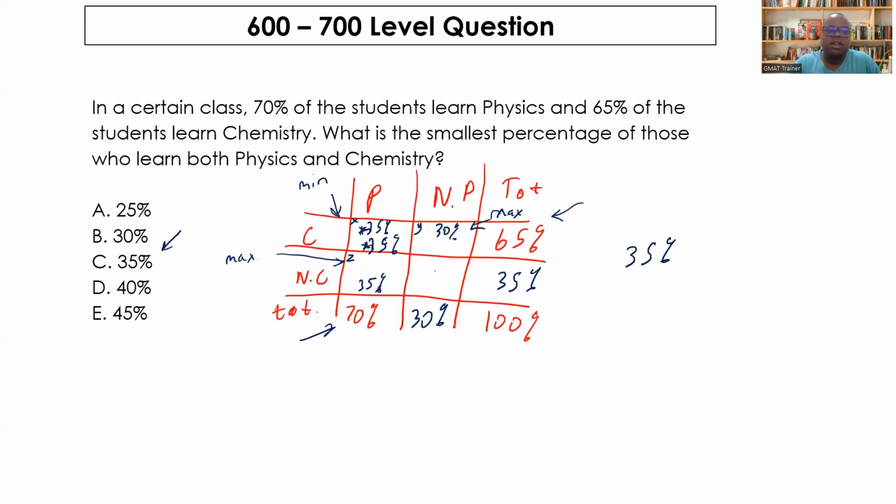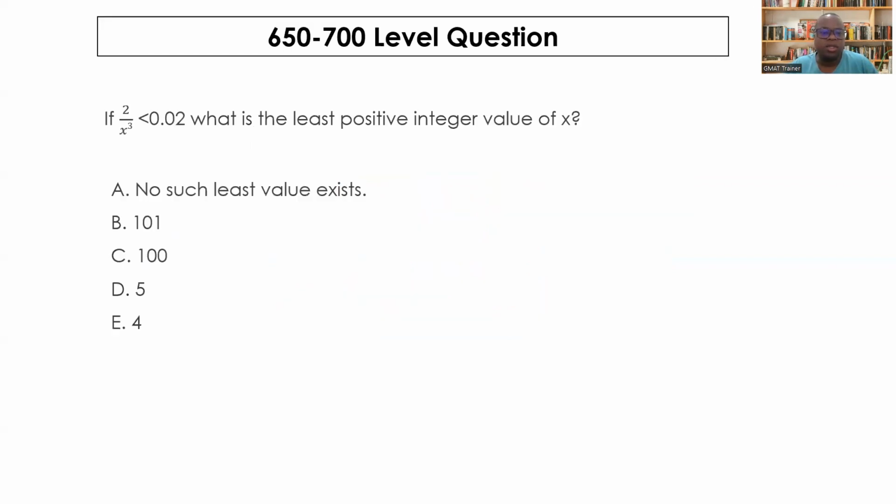So let's take a look at another question now, which is very close to 700, as can be viewed. Let's see how we can attempt it. You can pause the video, attempt this question and come back, and let's see how to solve it. If 2 over x cubed is less than 0.02, what is the least positive integer value of x?